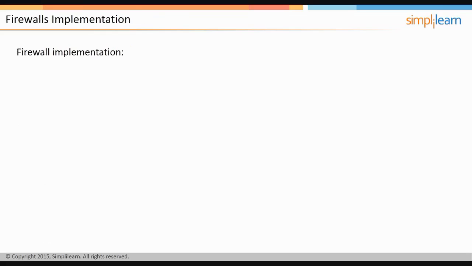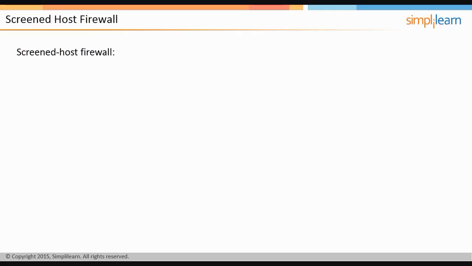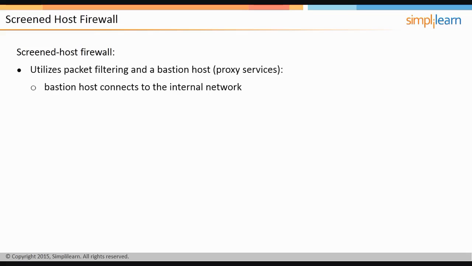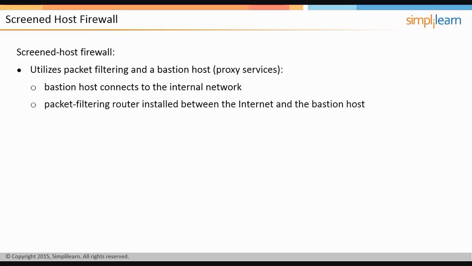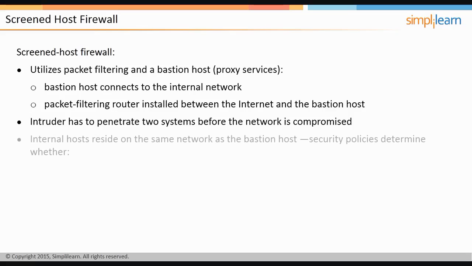Firewalls can be implemented in three ways: screened host firewall, dual homed firewall, and demilitarized zone, screened subnet firewall. In the next screen, we will discuss Screened Host Firewall. This method utilizes packet filtering and a bastion host, proxy services. The bastion host connects to the internal network. A packet filtering router is installed between the Internet and the bastion host. An intruder has to penetrate two systems before the network is compromised. Internal hosts reside on the same network as the bastion host.